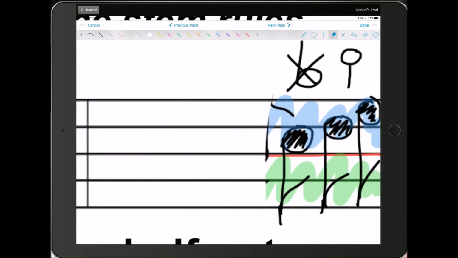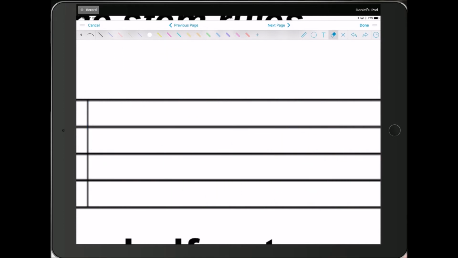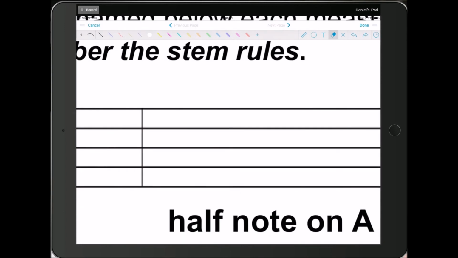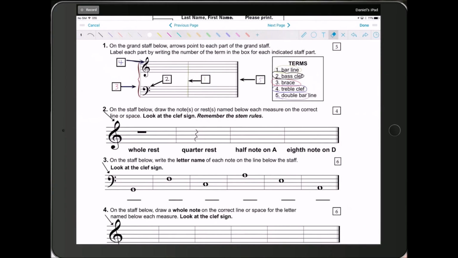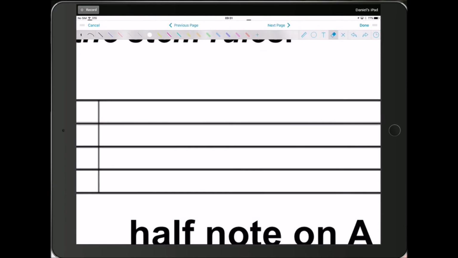So, let's answer the question now. It says, draw a half note on A. Now, do you remember what clef we're in? After all that talking, you probably don't, so let's take a look real quick. We are in the treble clef. Okay, half note on A.